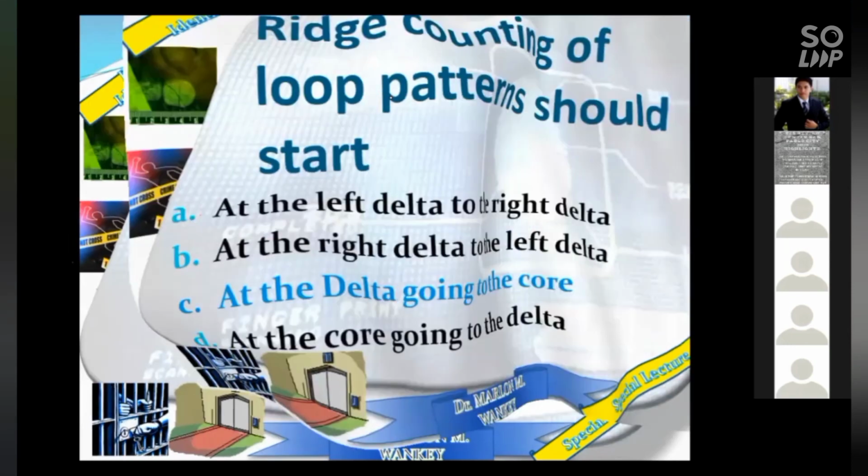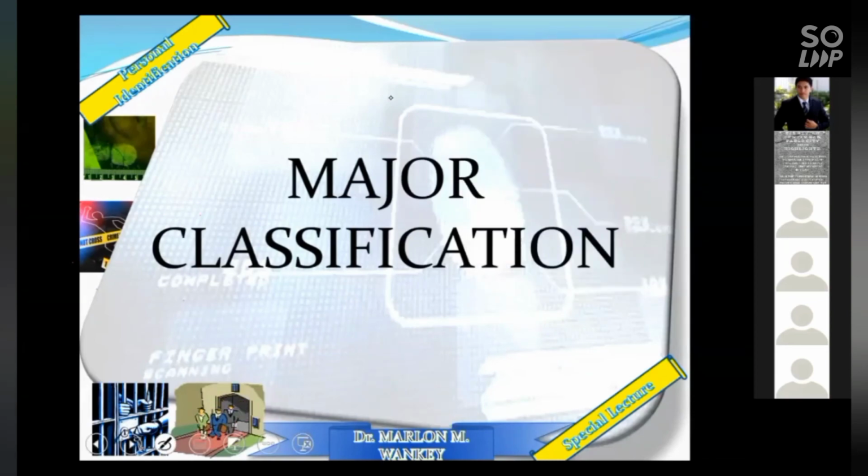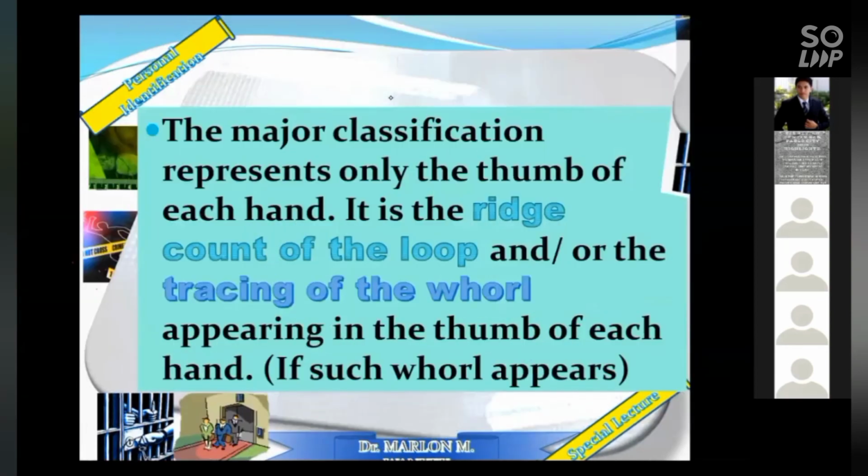Let us move on to the major classification. The major classification represents only the thumb of each hand. It is the ridge count of the loop or the tracing of the whorl appearing in the thumb of each hand. Okay, if such whorl appears.